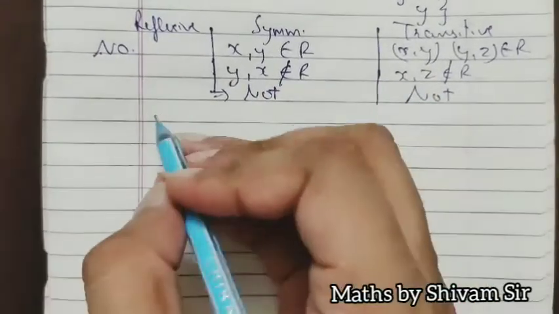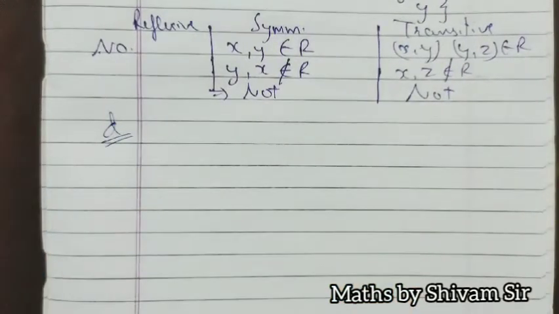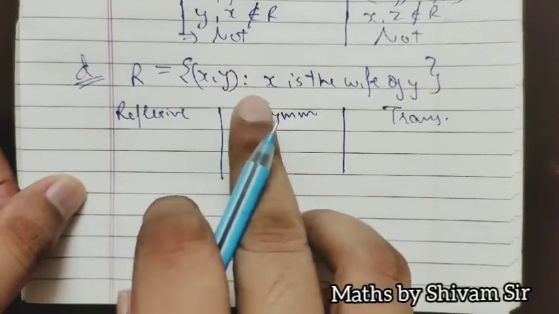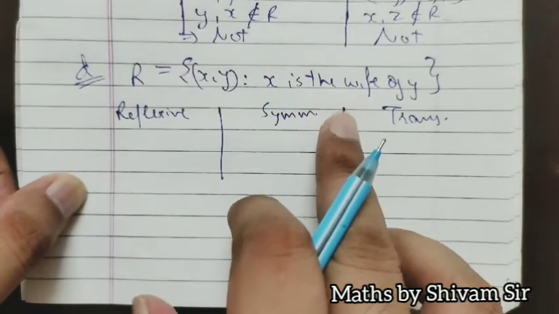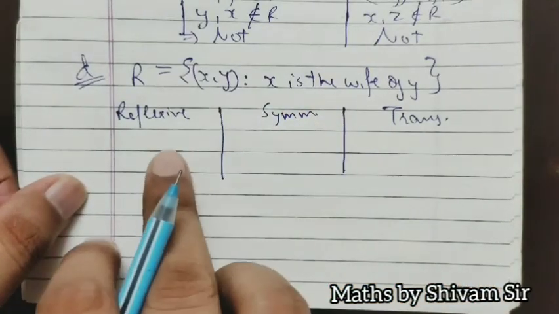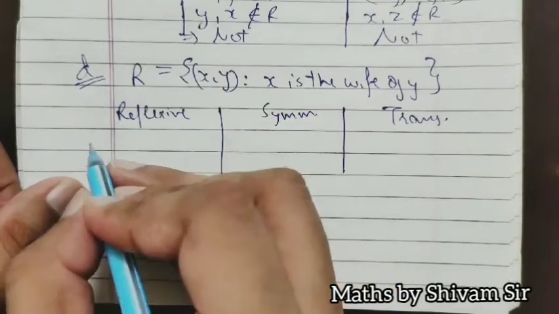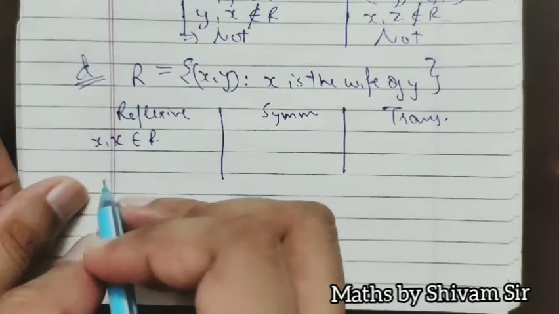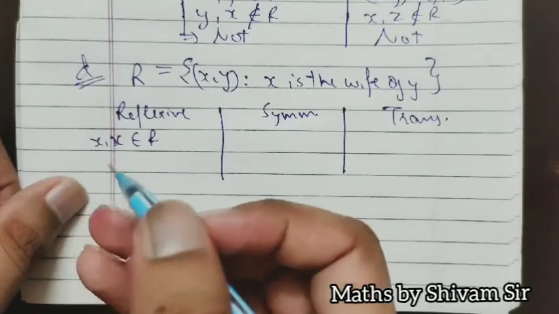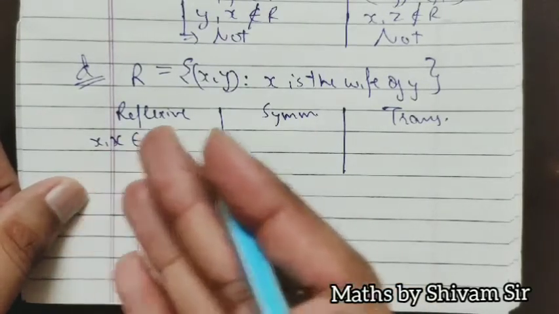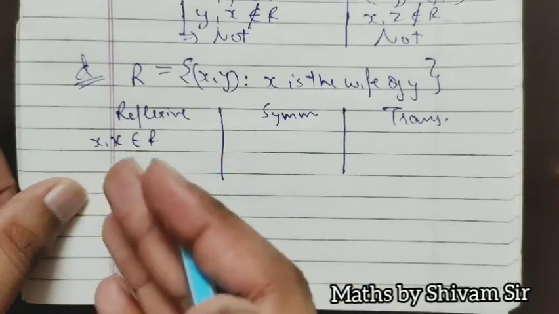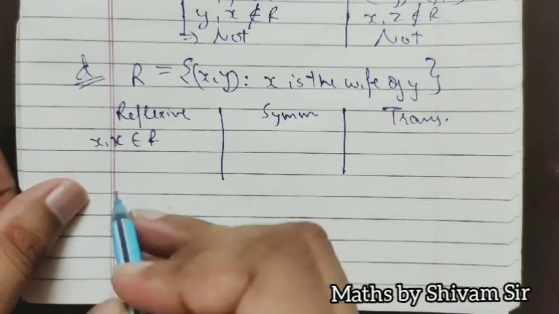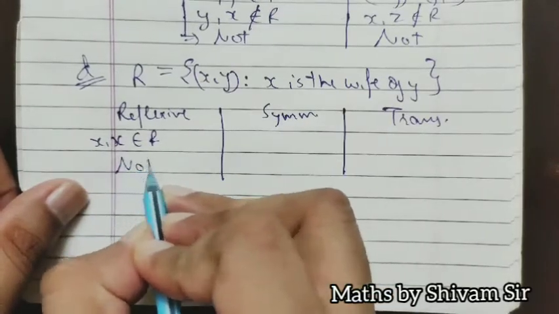Next, D part. In D part we have R is a relation such that (x,y), x is the wife of y. We need to see: since (x,x) does not belong to R, suppose a girl is the wife of someone, she cannot be the wife of herself. Since x cannot be the wife of herself, R is not reflexive.